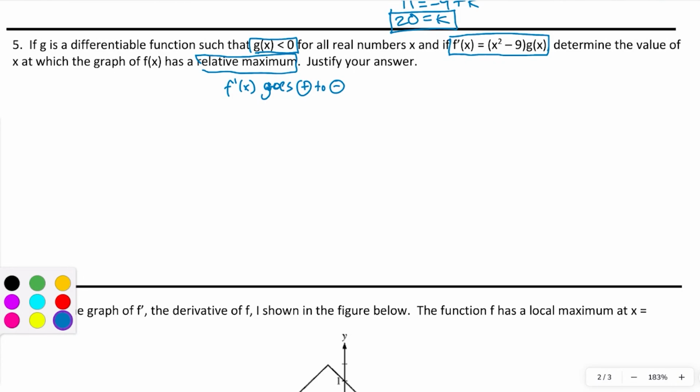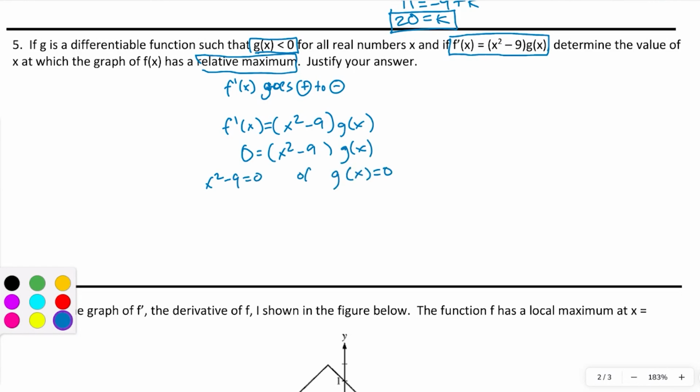All right, so if f prime is x squared minus 9 times g, then if I set that equal to 0, we're going to get either x squared minus 9 equals 0, or g of x equals 0. So x squared minus 9, we can solve that by adding 9 to both sides and then taking the square root, and we get plus or minus 3.